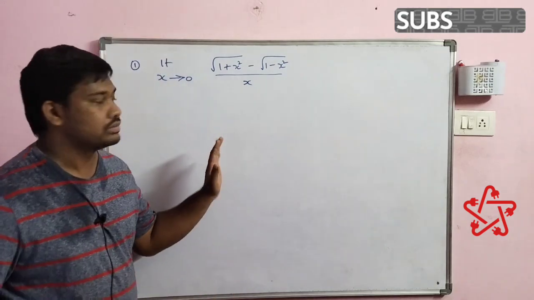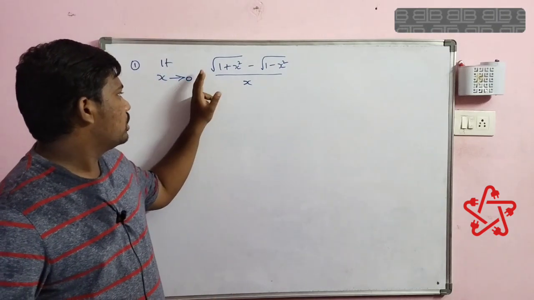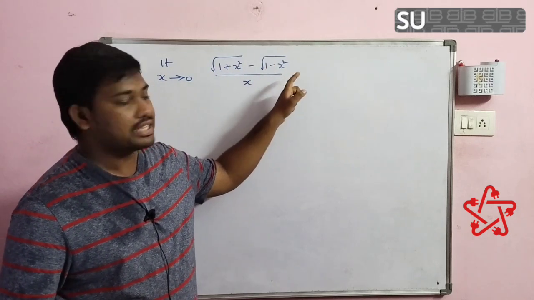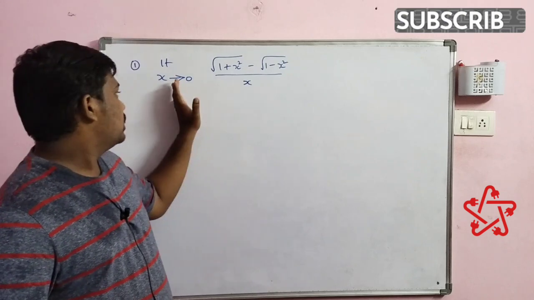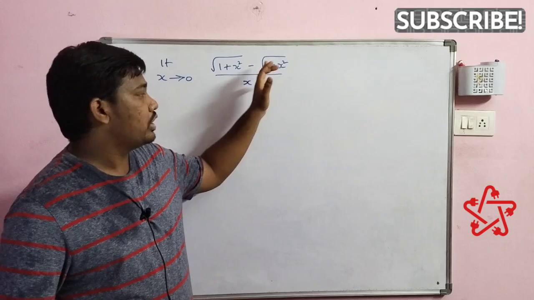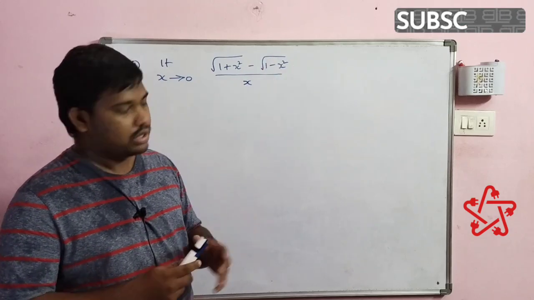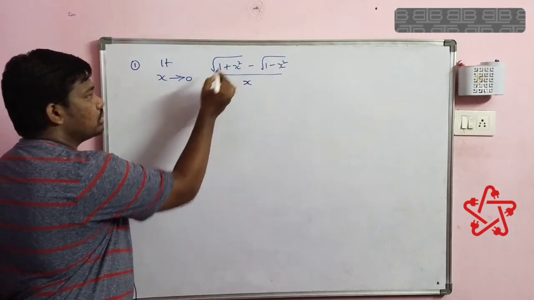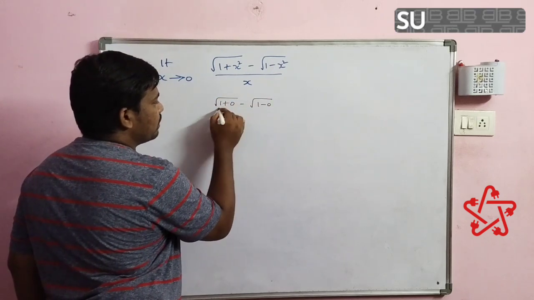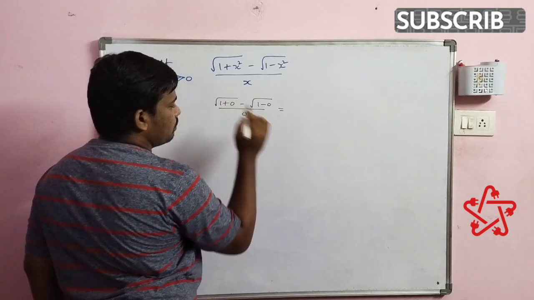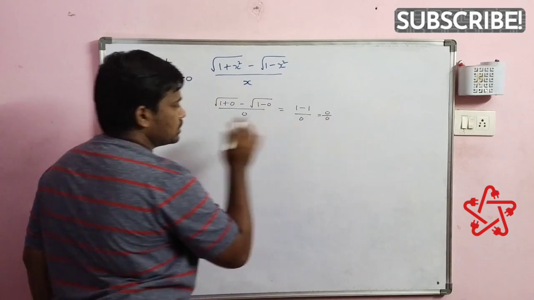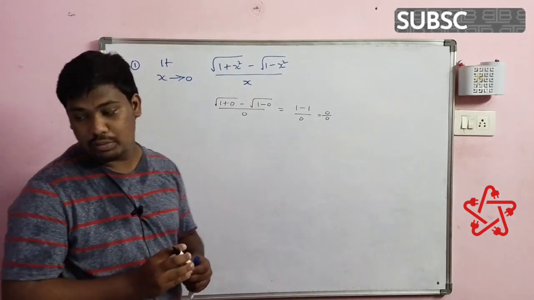Now see the question. Limit x tends to 0, square root of 1 plus x square minus square root of 1 minus x square, by x. If you substitute the limit value 0, then it becomes root over 1 plus 0 minus root over 1 minus 0 divided by 0. Now it becomes 1 minus 1 divided by 0. It is of the form 0 by 0.